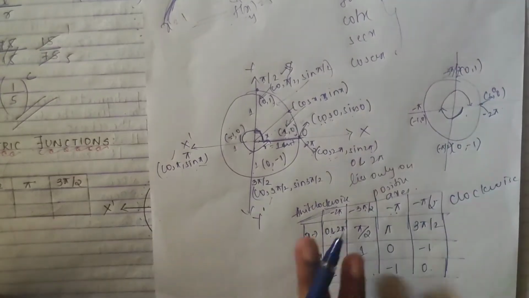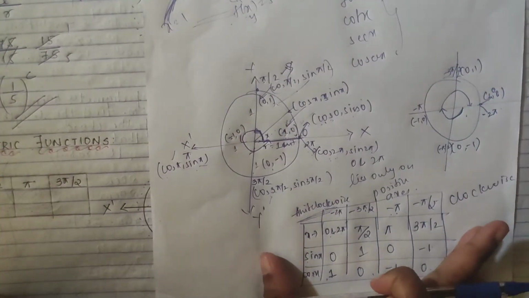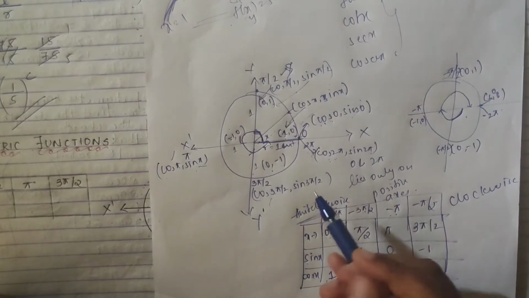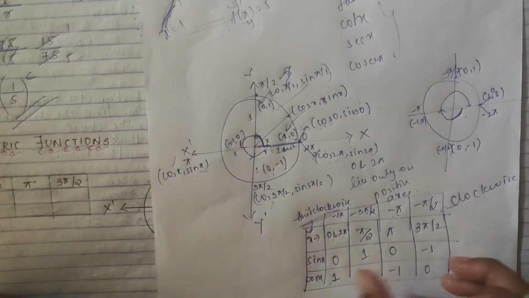So note down the table. If you want, you can note it down, but note it down in your notes itself. For anti-clockwise you make a separate box, and for clockwise you make a separate box with the coordinates.